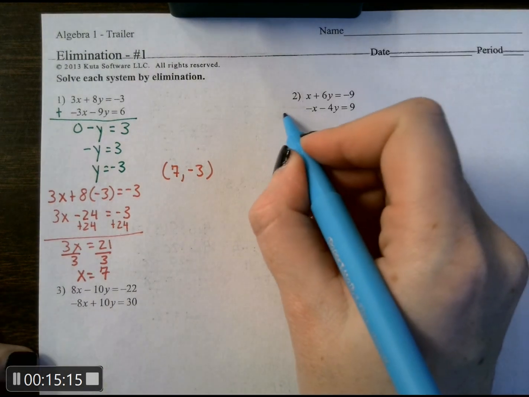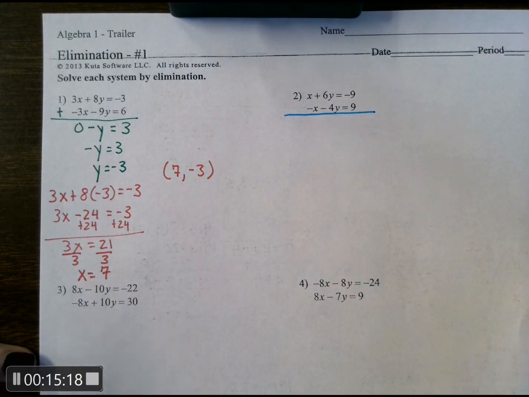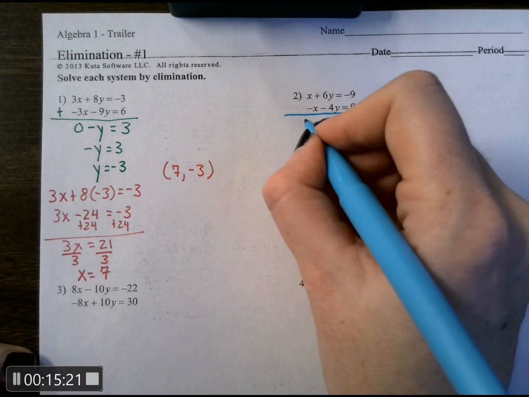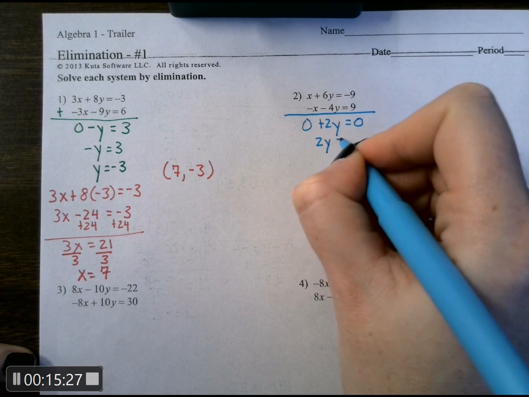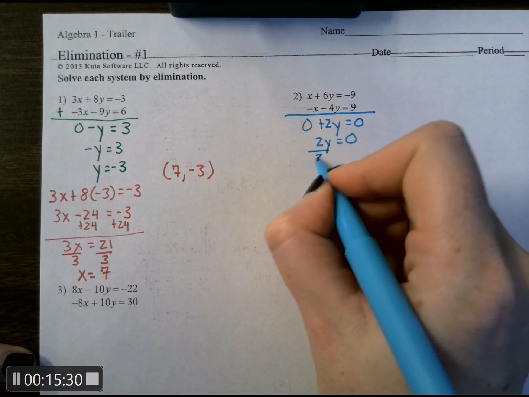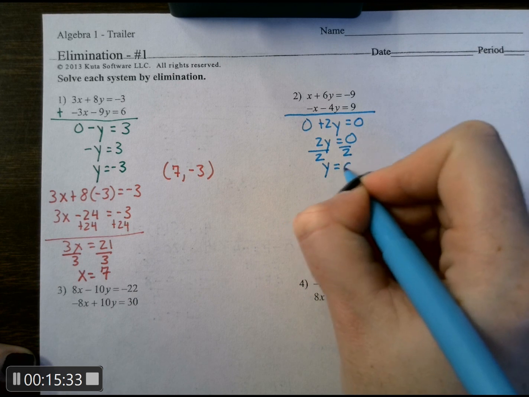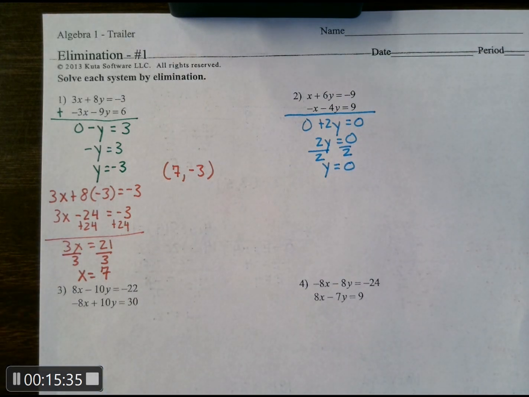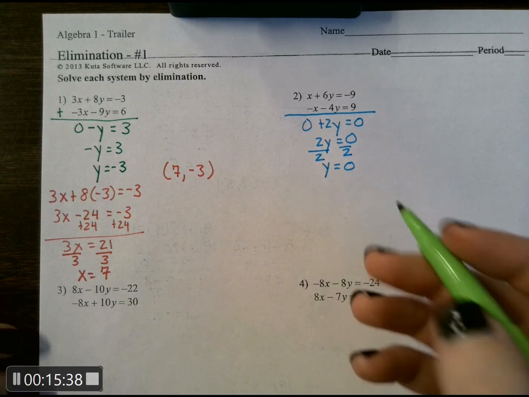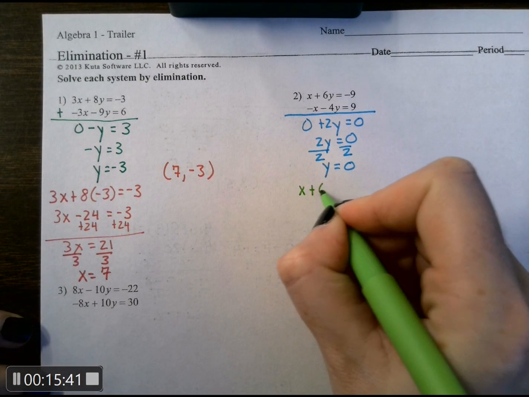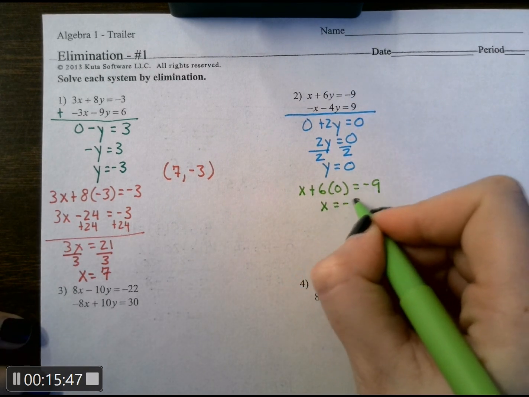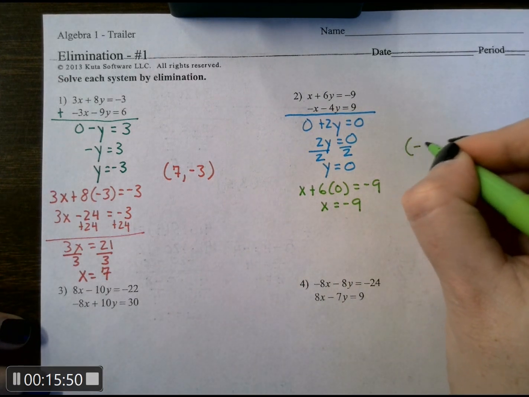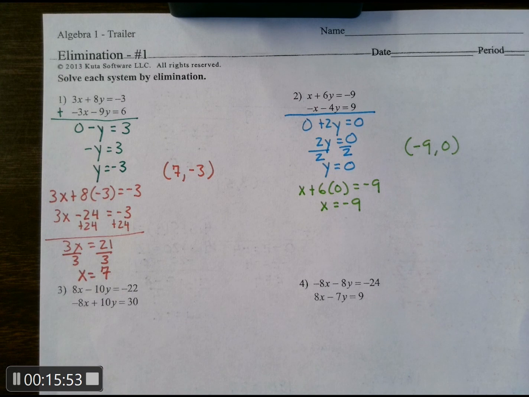Alright, for the next one, you can go ahead and add, because x minus x will give you that 0, plus 2y equals 0. So 2y equals 0. So we are going to divide by 2. So y equals 0. And we're going to substitute it in. So I have x plus 6 times 0 equals -9. So x equals -9. And then our answer is -9, 0. Okay?